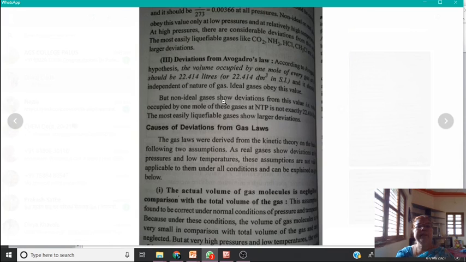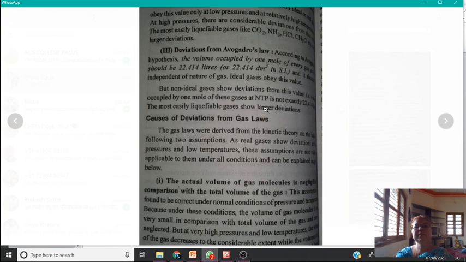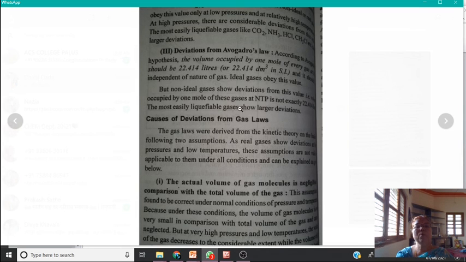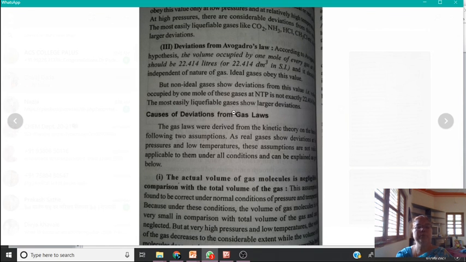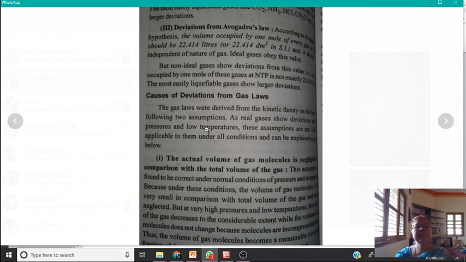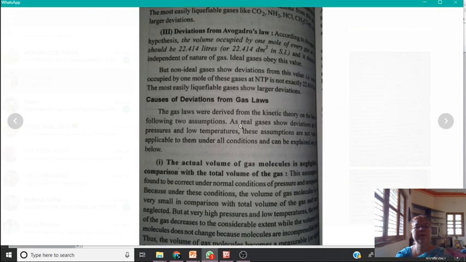Then the non-ideal gases show deviations from this value, that is, the volume occupied by 1 mole of these gases at NTP is not exactly equal to 22.414 liters or decimeters cube. And remember, the most easily liquefiable gases show larger deviations. That means their volumes are greater than 22.414 liters. Then the next point, causes of deviation from gas laws.